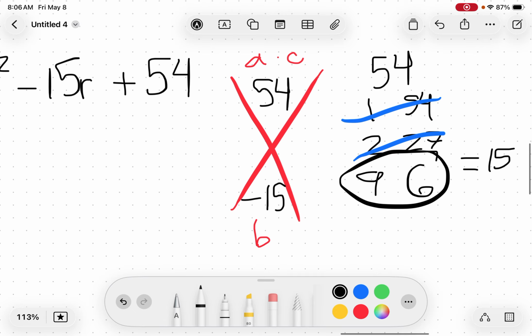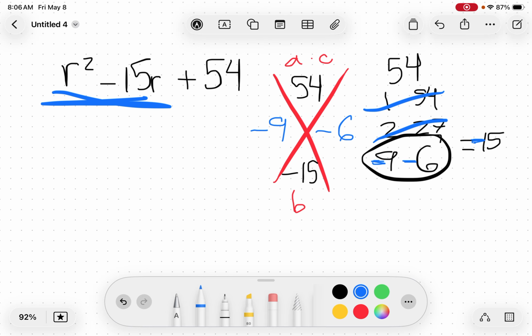So how could we get it to where it adds to negative 15, but we still get a positive answer up here? And the answer is a negative times a negative equals a positive. So we're going to want to make both of these negative, because then I have negative 9 plus negative 6. That will give me negative 15. It also means that a negative times a negative will give me a positive 54. So these are my factors right here. So we have negative 9 and negative 6.